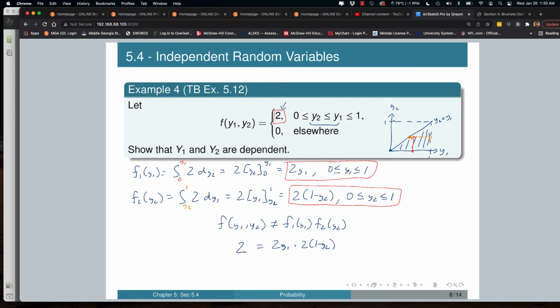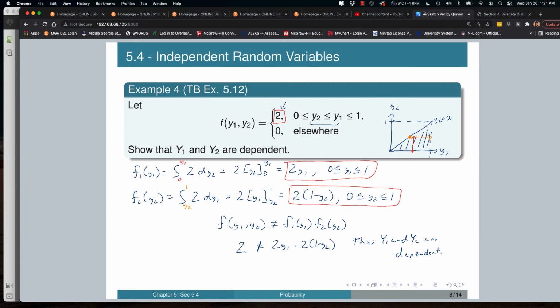There's no way both sides of this are going to equal each other anyway, because on the left hand side we don't even have a variable, right? We just have the number 2. So these are not going to equal each other, and thus y sub 1 and y sub 2 are dependent. Okay, so that's all there is to it. Just show that they're not equal and you show the dependence.